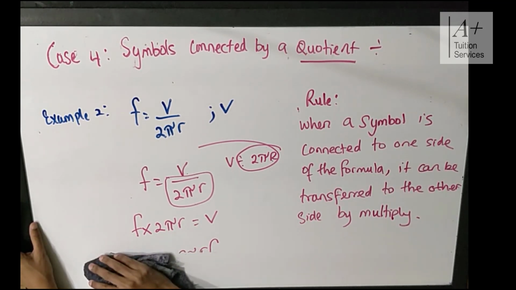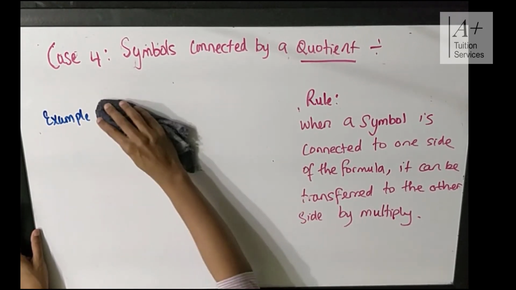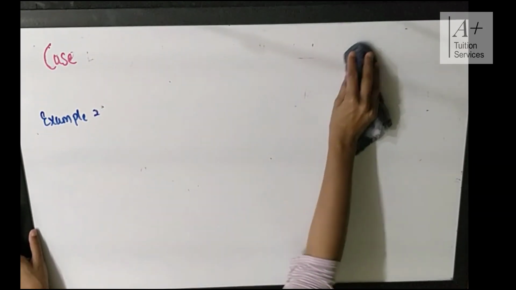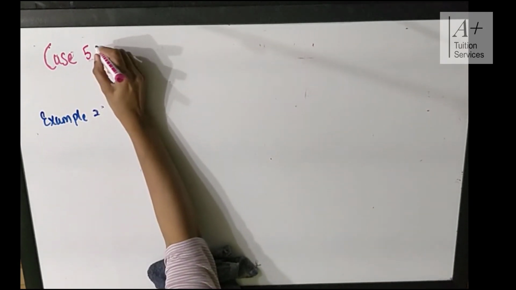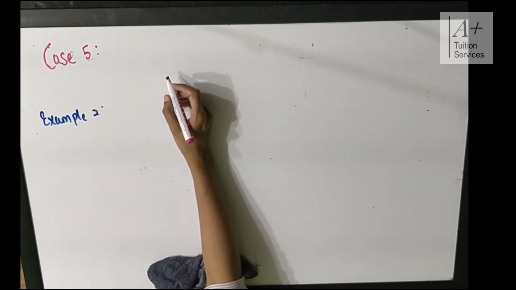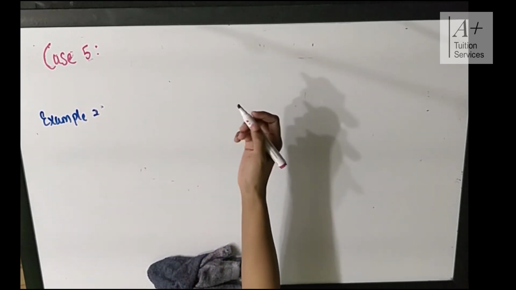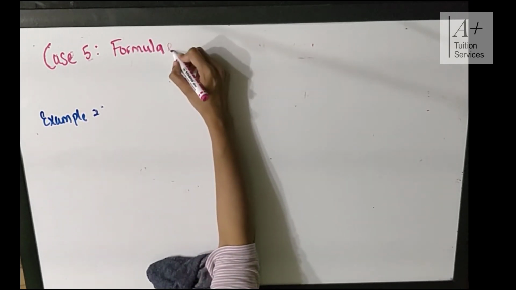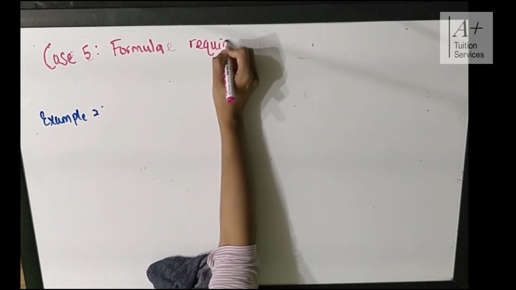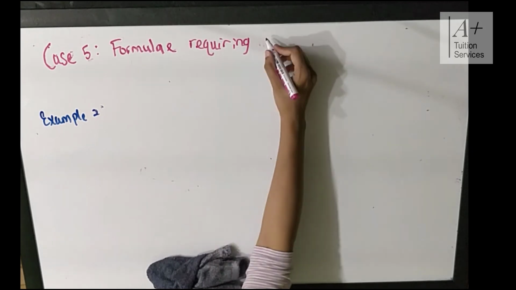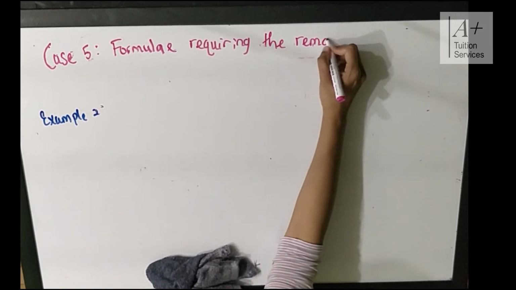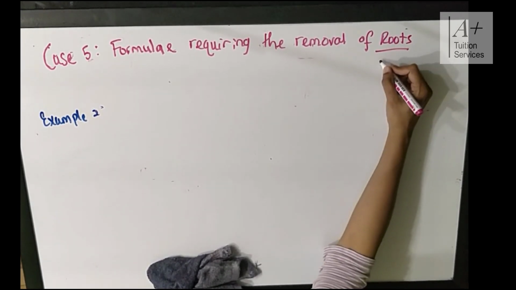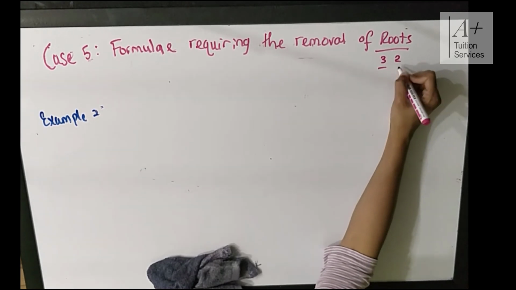Now we look at case 5, and case 5 gets a little trickier, but we are almost finished. Case 5 talks about formulae requiring the removal of roots, meaning square root or cube root, right? When we talk about roots, we're talking about cube and square. Okay?